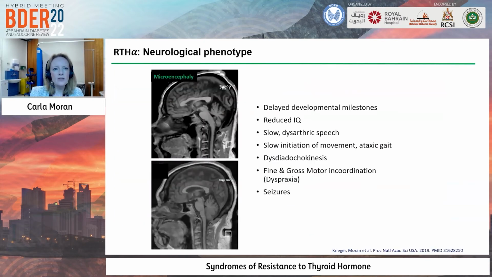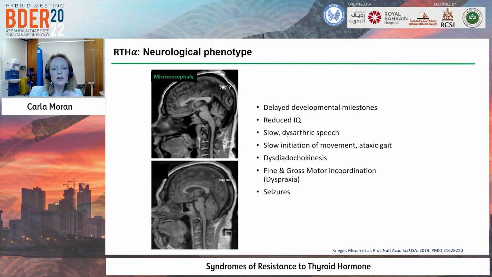All patients have a neurological phenotype. A history of delayed developmental milestones is very common. It's reduced IQ, and patients often have a slow dysarthric speech. They can have a type of cerebellar syndrome in that they have slow initiation of movement, an ataxic gait, dysdiadochokinesis, and motor incoordination. And they have been reported to have seizures and possibly an increased frequency of autism spectrum disorder.